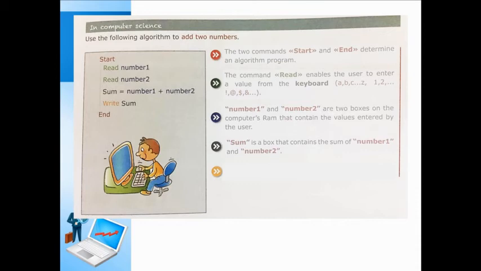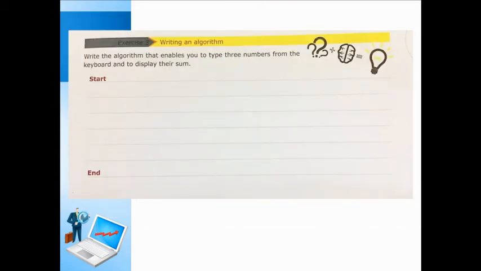The term sum is a box that contains the sum of number 1 and number 2. And the last one, the command write, displays the result on the computer's screen. Now it's time for us to answer Exercise 3, writing an algorithm. Write the algorithm that enables you to type 3 numbers from the keyboard and to display their sum.